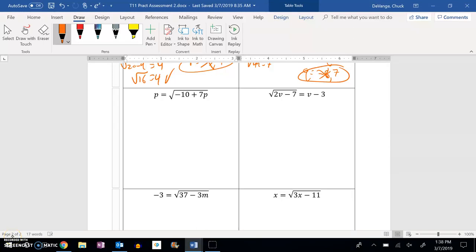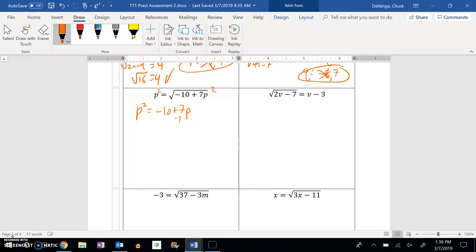So I'm going to do this ninth one off that practice exam. Square both sides, get rid of that square root. So p squared equals negative 10 plus 7p. And so from here, I have this quadratic. So I'm going to get it equal to 0, maybe try and factor it.